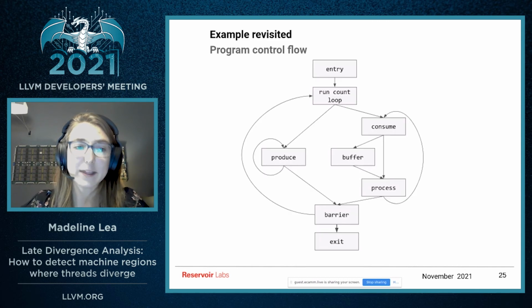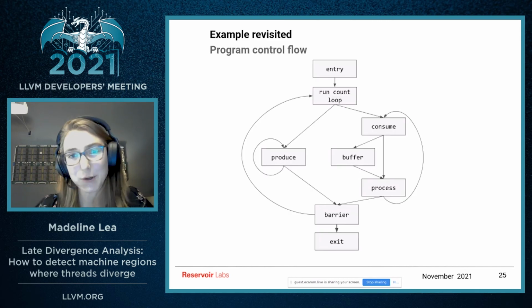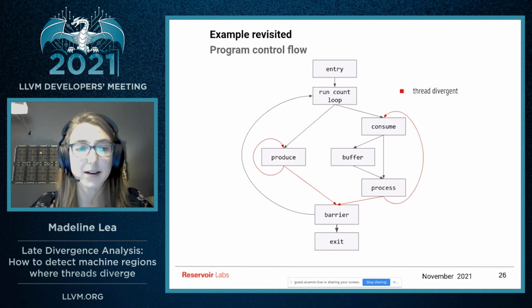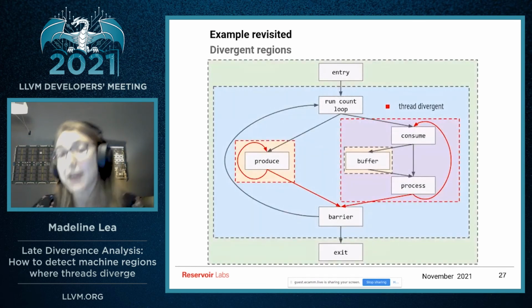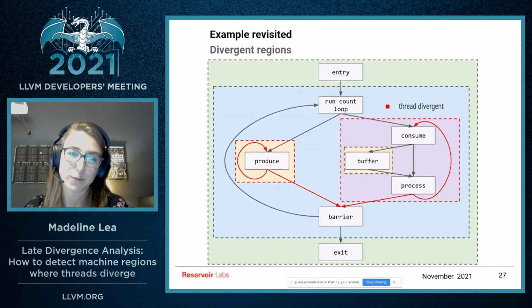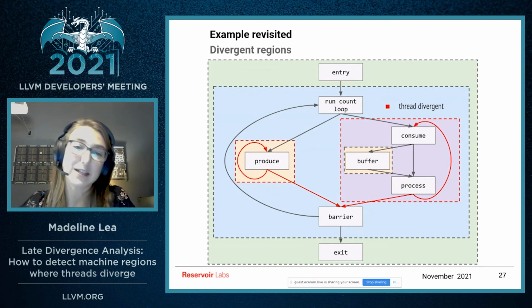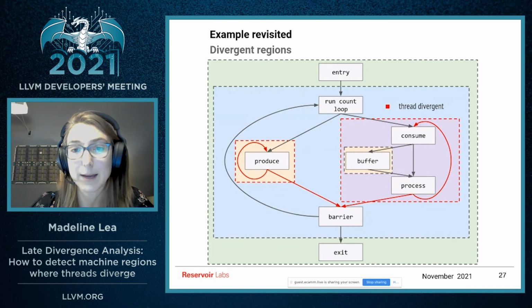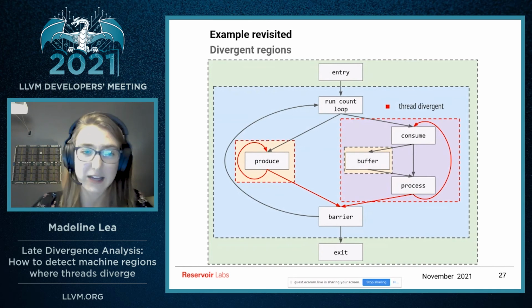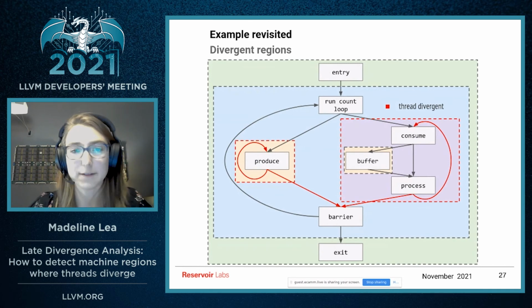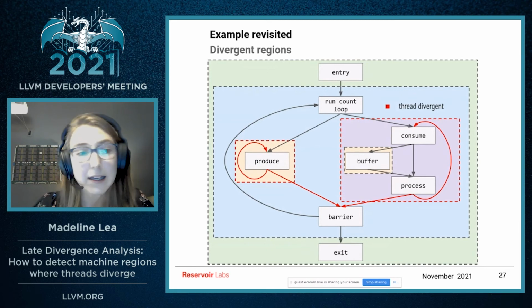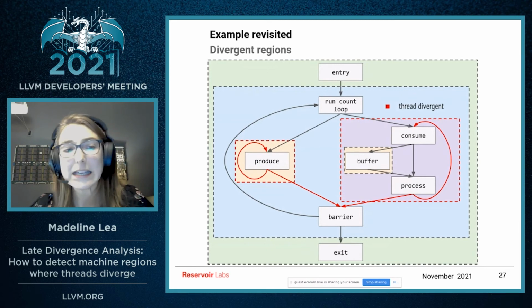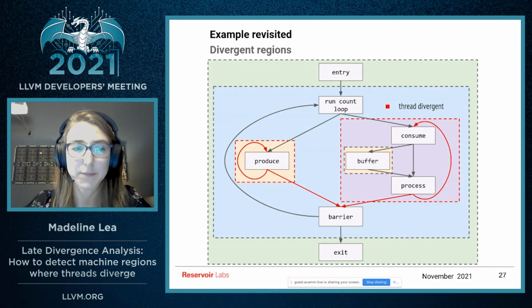If we think back to our motivating example, this is the control flow graph that we had, and these are the sources of divergence. So our analysis will produce these uniform regions. So there's 2 outer uniform regions, including the run loop, and then there's 2 inner divergent regions for both sides of the if. And the divergence comes from their divergent loopbacks. And finally, inside the consumer region, we can see that we have a uniform region for the buffer check.